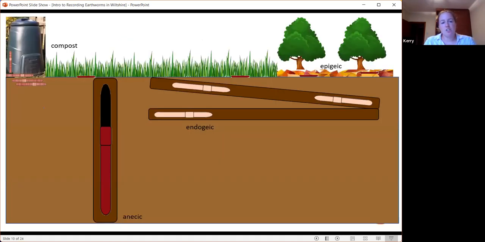So this slide just gives an overview of those groups and whereabouts in the soil profile you are most likely to find them. So we've got the anecics, which make these deep, permanent vertical burrows. We've got Endogeics, which make horizontal burrows in the upper layers of the soil. And then we've got epigeics on the surface, so you can find them in leaf litter, in amongst grass roots, all sorts of different microhabitats on the soil surface. And then the 4th group are the composters, and as the name suggests, you find them in compost.